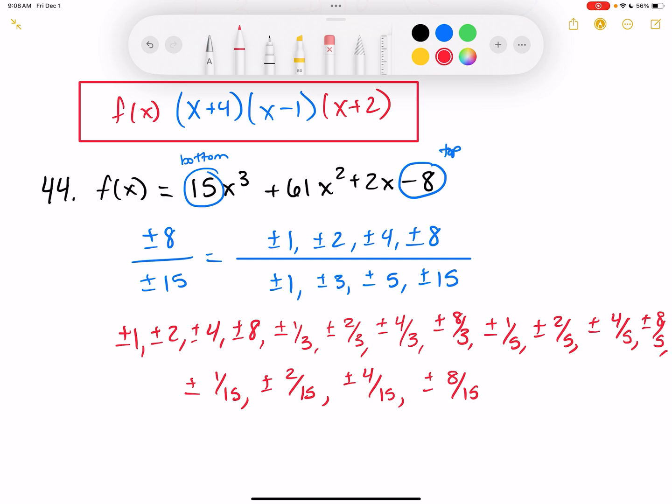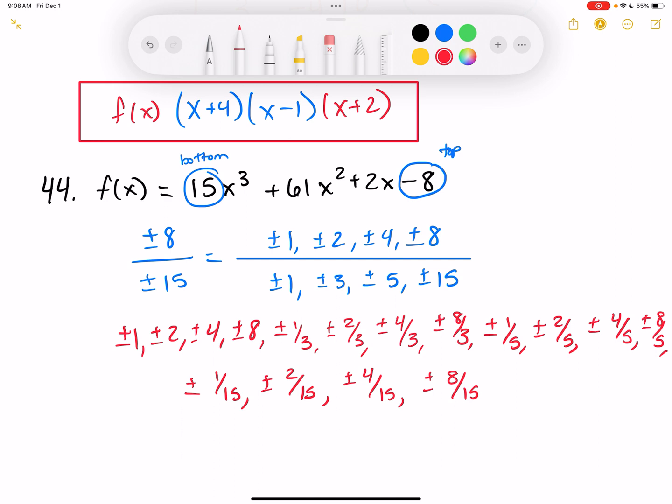Now, I know that at most, because this is a cubic function, 3 of these will work. Let's count: 1, 2, 3, 4, 5, 6, 7, 8, 9, 10, 11, 12, 13, 14, 15, 16. So I have 32 options. This is the one that has 32 options. I have 32 possible synthetics I could run, but I don't think you want to do that. So that's why we graph it.